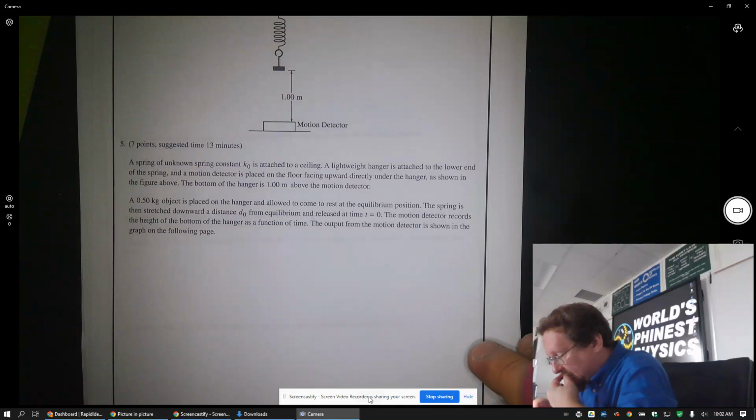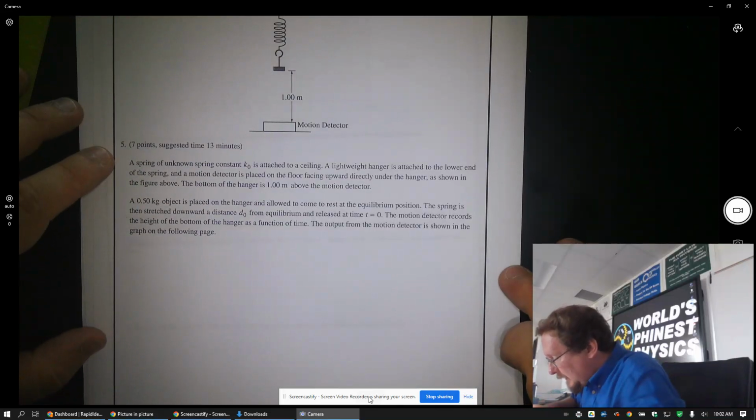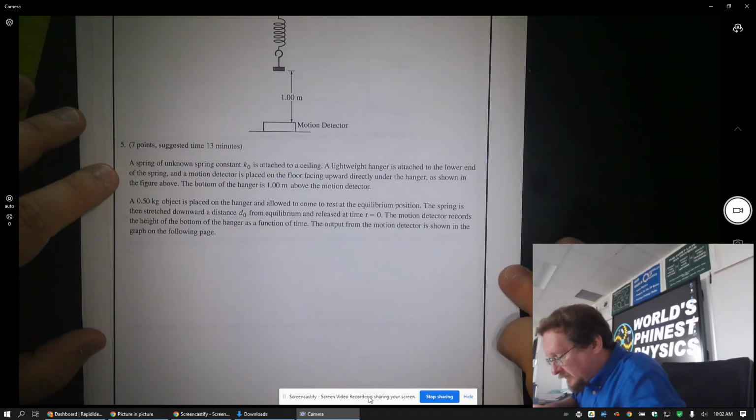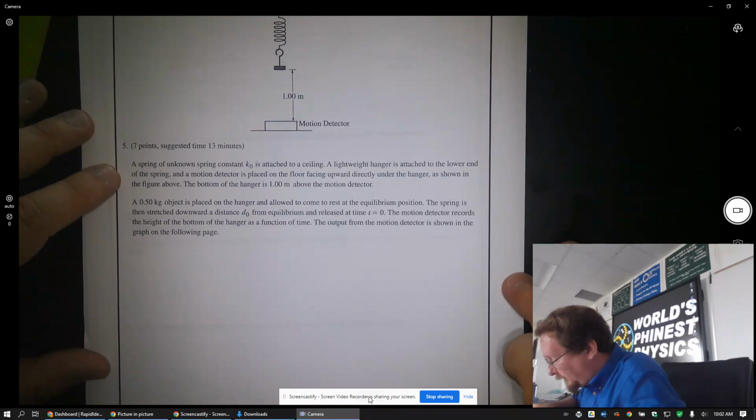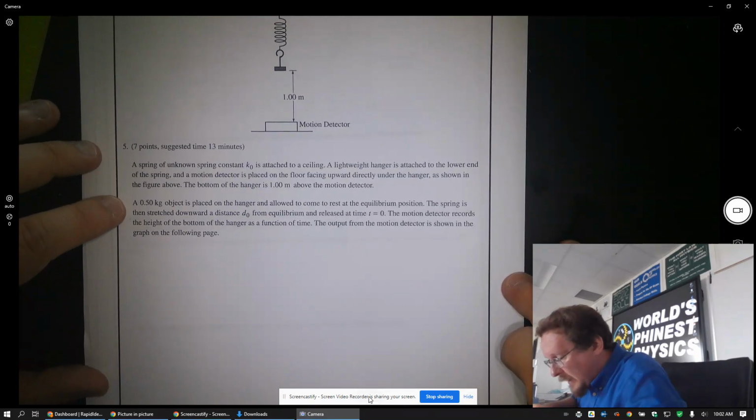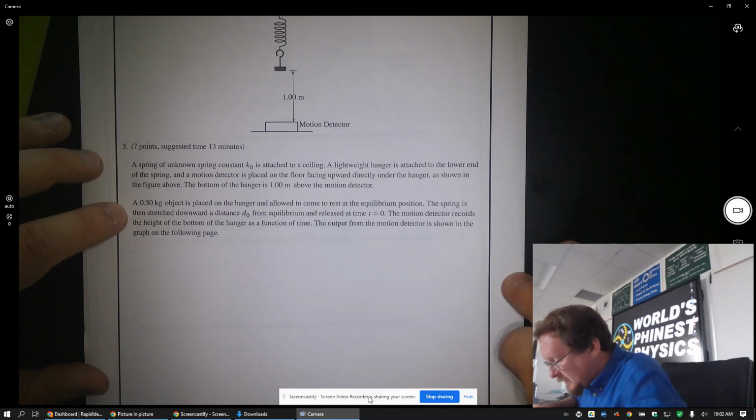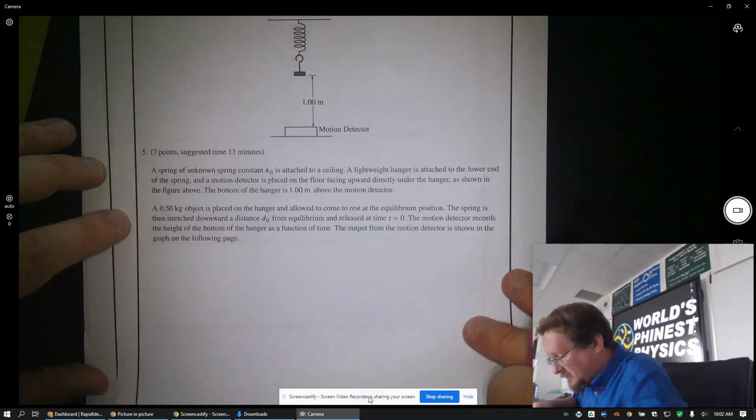A spring of unknown spring constant is attached to a ceiling. The lightweight hanger is the lower end of the spring. A motion detector is placed on the floor facing upward. A 0.5 kilogram mass is placed on the hanger and allowed to come to an equilibrium position. The spring is then stretched a distance D naught. The detector records the height of the hanger as a function of time.